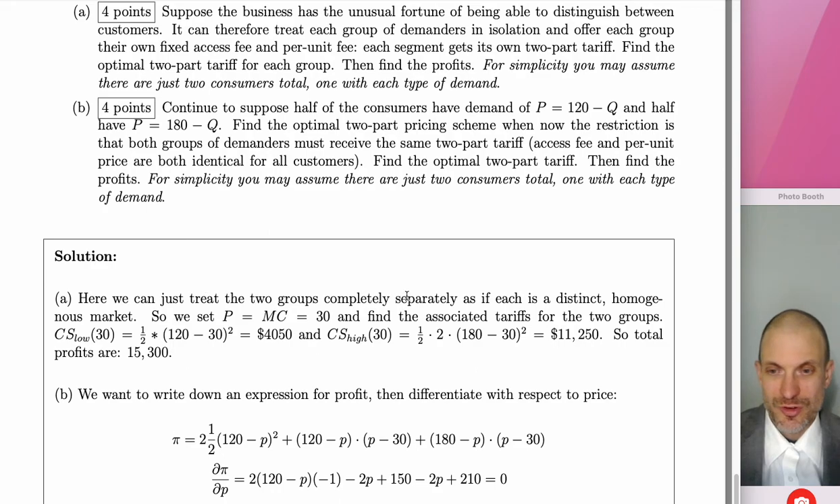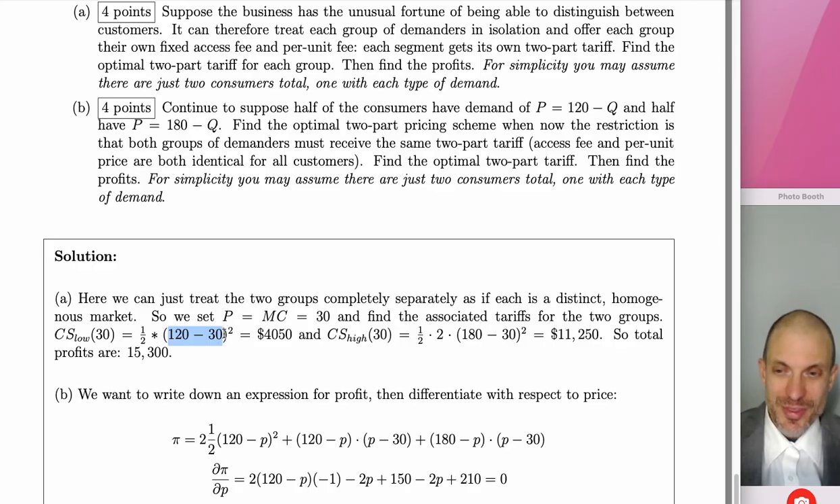So I said we can treat the two groups completely separately, as if each is a distinct homogeneous market, set price equal to marginal cost of 30 in both cases, and find the associated tariffs for the two groups. So in one group, remember, the area of consumer surplus here is just a triangle. So it's 1/2 base times height. The 120 is the vertical intercept of the inverse demand curve, minus 30 for marginal cost.